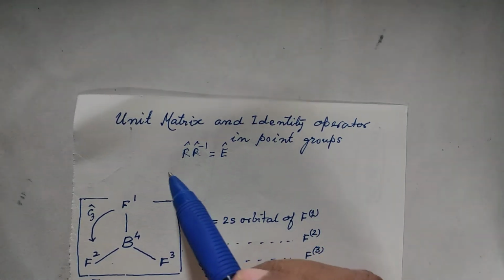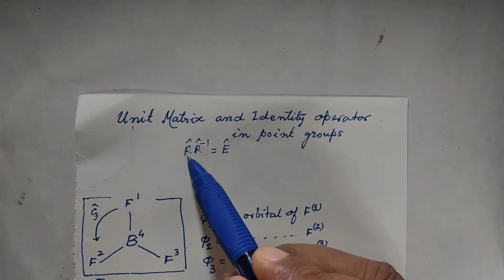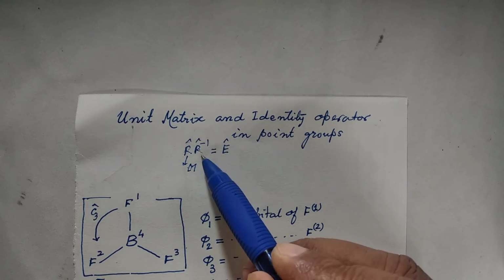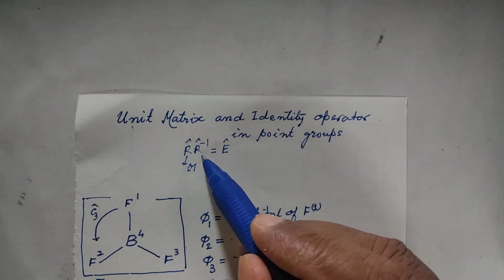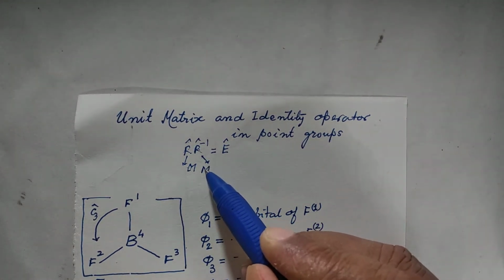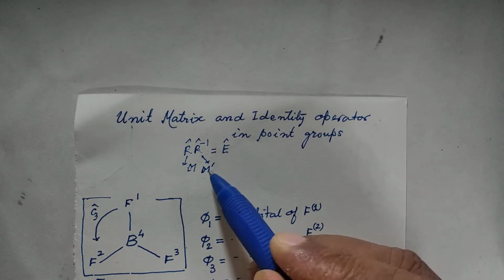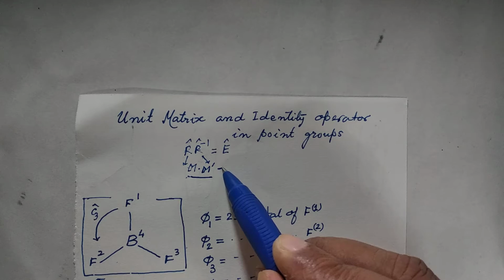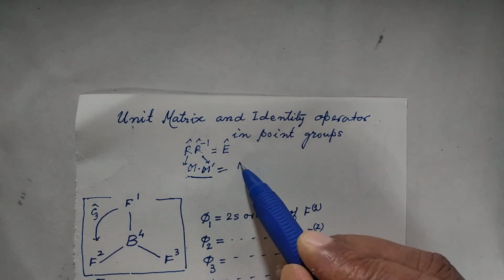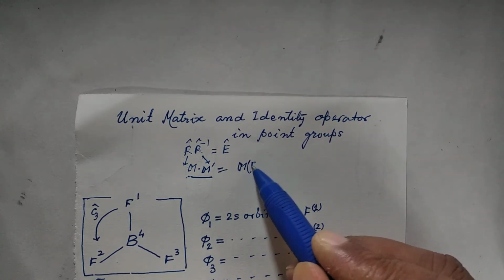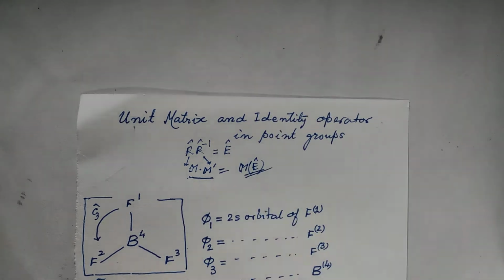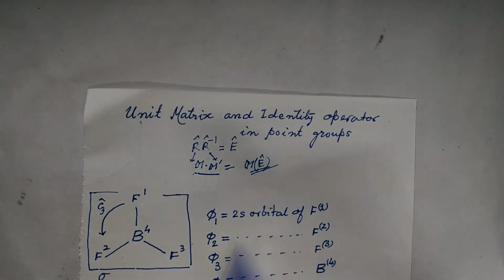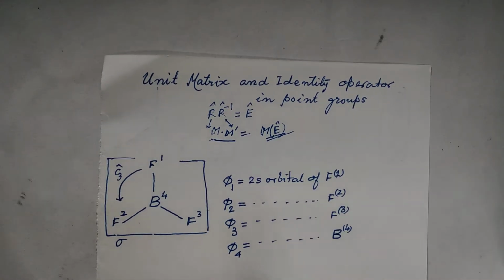So if we can somehow represent this operator by a matrix M and this operator by another matrix, say M primed, then the product of these two matrices should give a matrix that will represent the identity operator. So let us try this with an example.